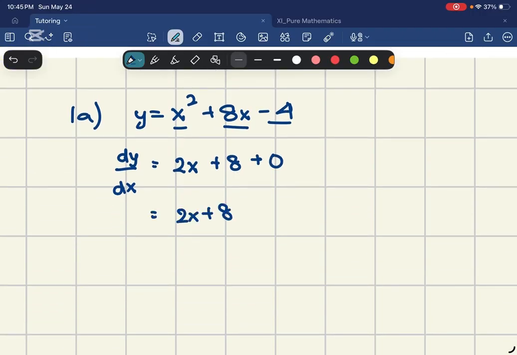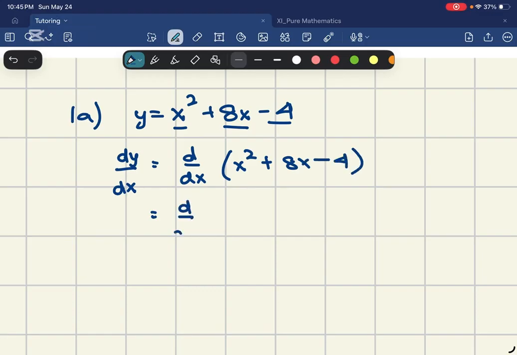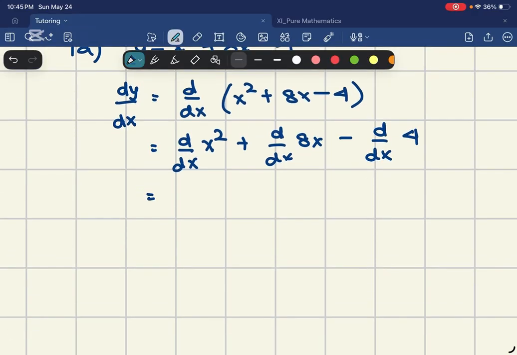And let's just quickly go over the rule that we used here, right? So dy by dx is just d by dx of x squared plus 8x minus 4. And you can do it individually, right? This is just d by dx of x squared plus d by dx of 8x, and you just preserve your sign. So if it's minus, you use minus. If it's plus, you use plus. And d by dx of 4. Now d by dx of x squared is 2x, of 8x is just 8, and this is just going to be 0. So you get 2x plus 8.